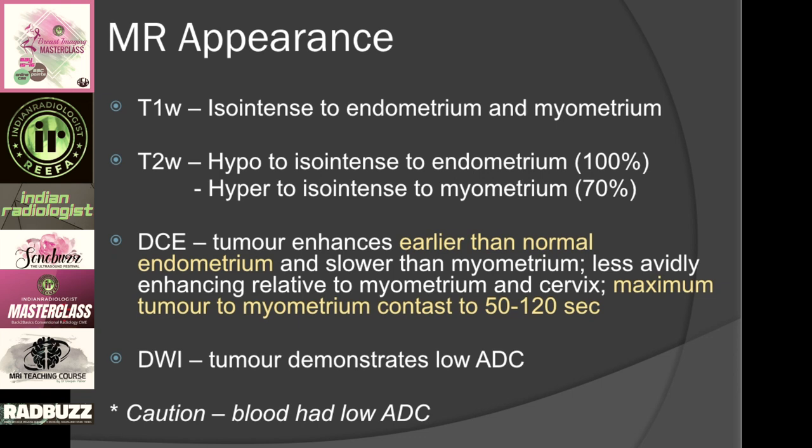On dynamic sequences, it is going to enhance earlier than the endometrium and slower than the myometrium. There's going to be maximum contrast between the tumor and myometrium at about 50 to 120 seconds. On diffusion, the tumor is going to have low ADC values, but be mindful of the presence of blood products within the endometrial cavity if the patient did undergo a recent biopsy, as they can also have low ADC.